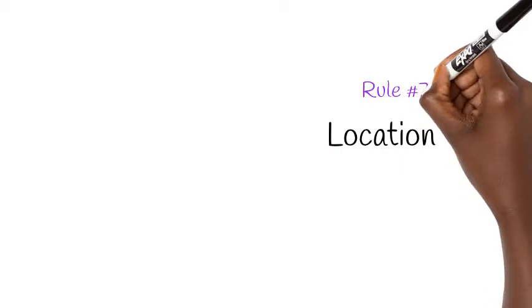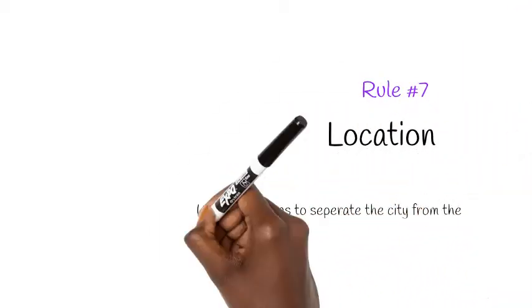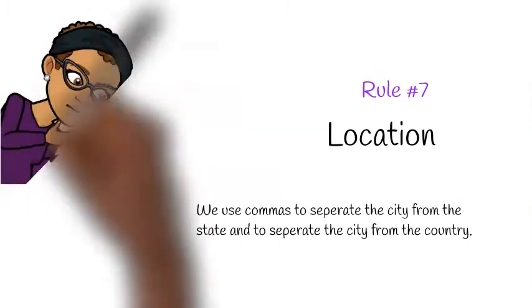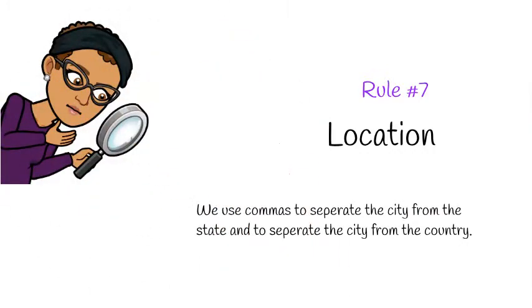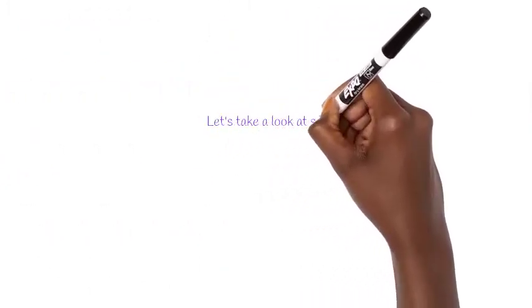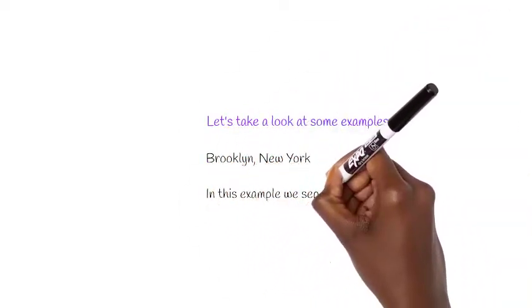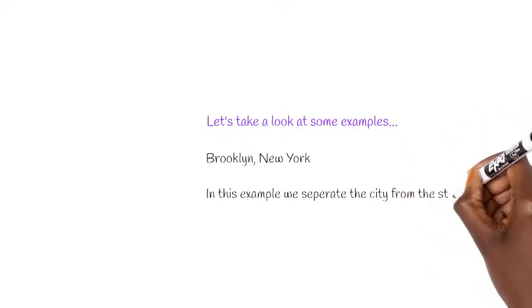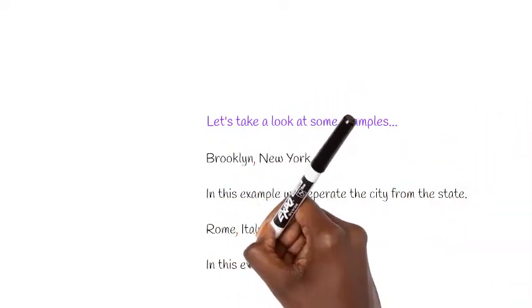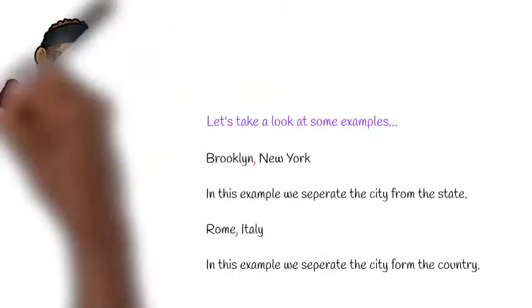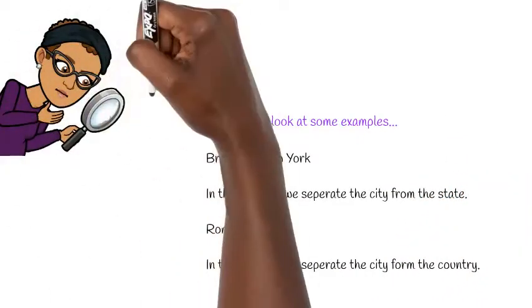Rule number 7, location. We use commas to separate the city from the state and to separate the city from the country. Let's take a look at some examples. Brooklyn, comma, New York. In this example, we separate the city from the state. Rome, comma, Italy. In this example, we separate the city from the country.